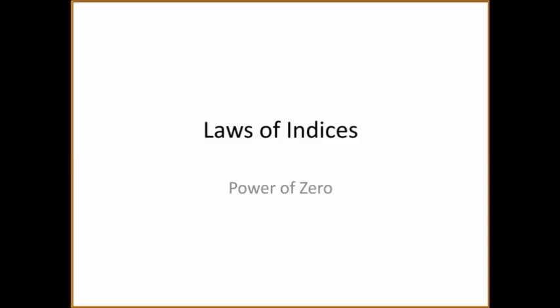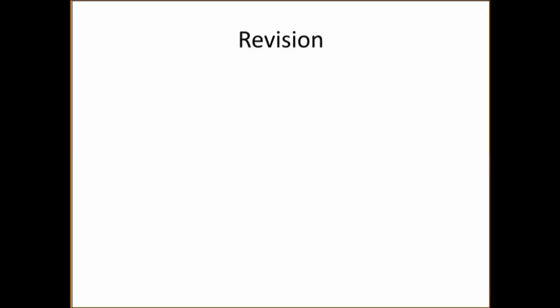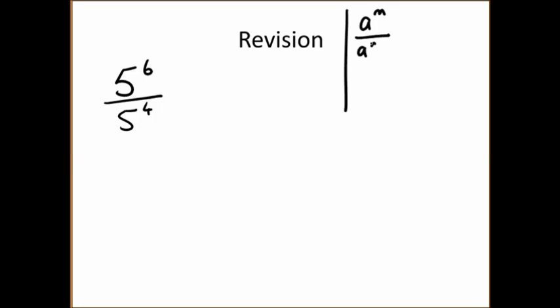In this video, I will show and explain why any expression to the power of 0 is equal to 1. First of all, let us revise the index law for division. So we'll take the example 5 to the power 6 divided by 5 to the power 4. Well, we know from our rule that a to the power of m divided by a to the power of n is equal to a to the power of m minus n.